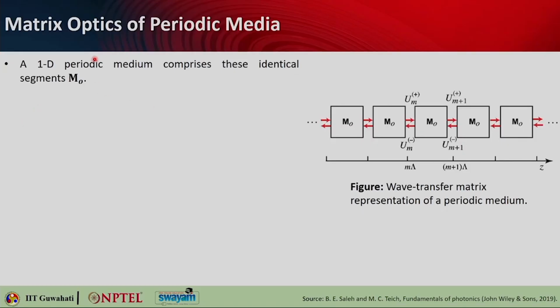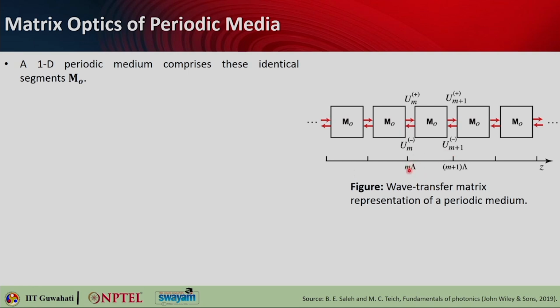Now how do you apply this for a periodic media? In a periodic media you can see that a unit cell is basically repeated, right? If you have two alternating dielectric materials, say one having a high and another a relatively low refractive index, the periodic media will be something like high low, high low, high low, and so on. So you can represent each unit cell using one matrix, and then you can repeat it like this. This is the wave transfer matrix representation of a periodic medium.